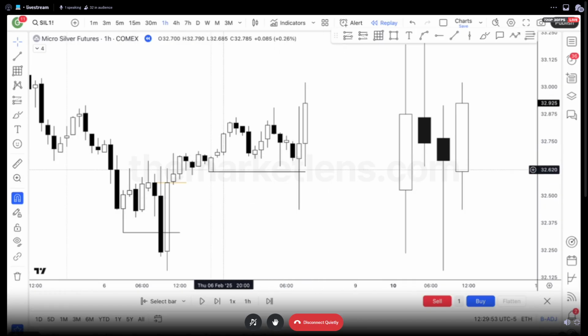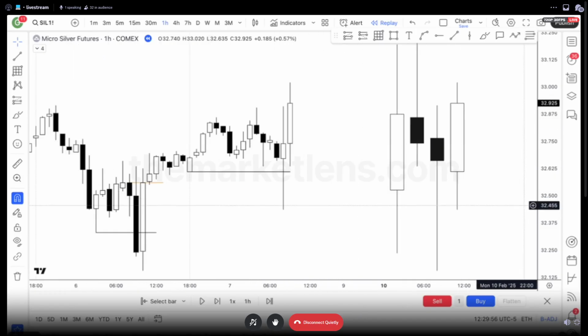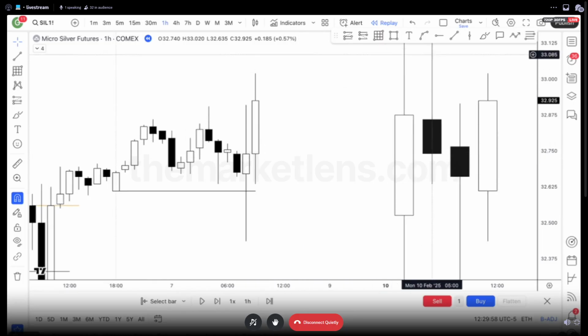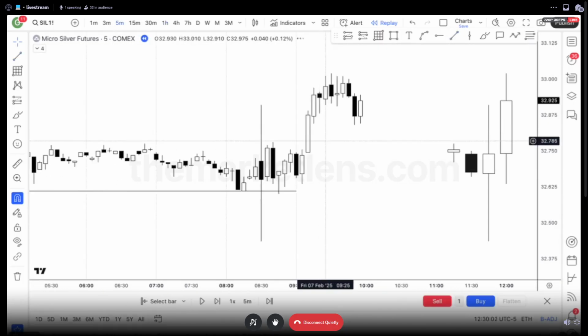Same thing on NQ, but everything reversed basically. It was weird. But here we have this. You could technically trade this probably.